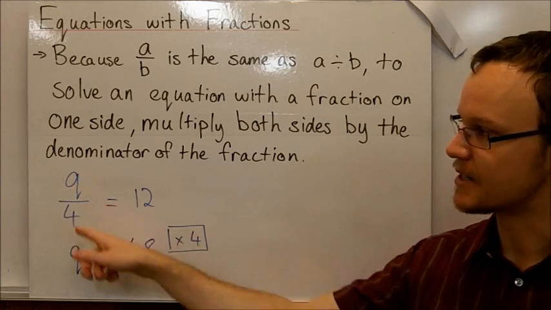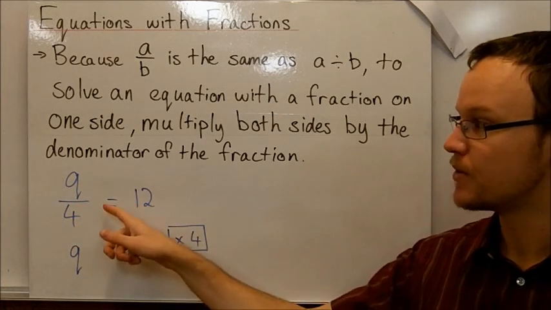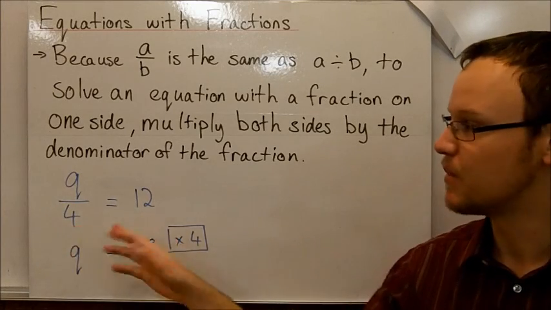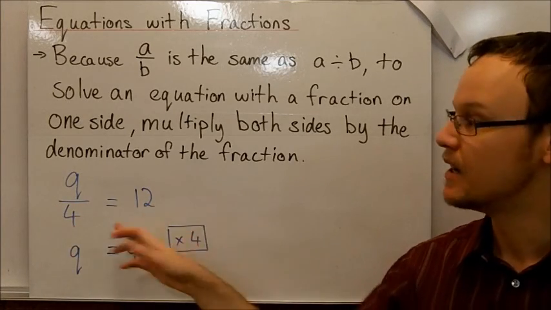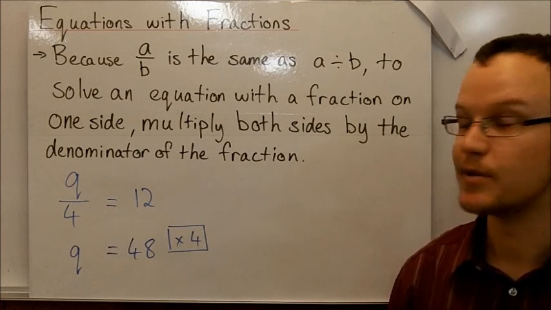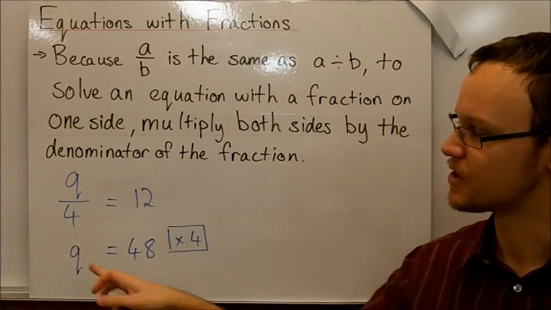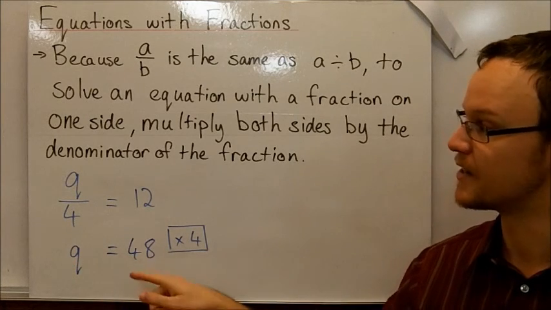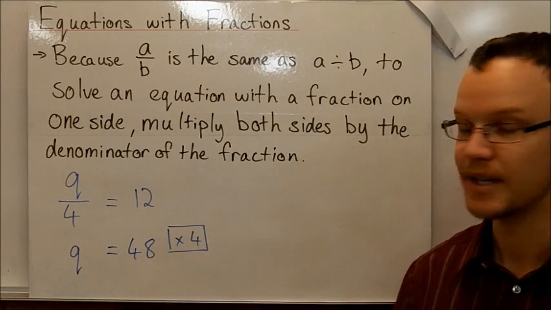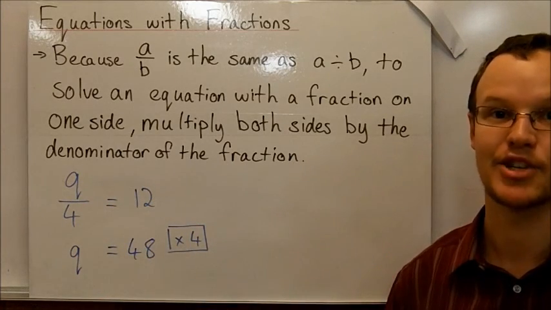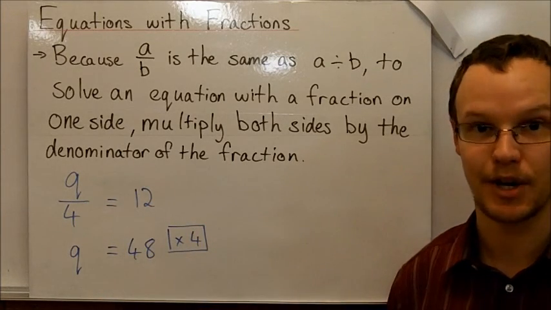So here, as an example, we've got q on 4 equals 12. The denominator here is 4, so if we multiply both sides by 4, it will be the equivalent of doing 4 divided by 4 on this side, and they'll cancel out. So we'll get q equals 48, because 12 times 4 is 48. We need to do the same operation to both sides to make sure that they are equivalent equations.